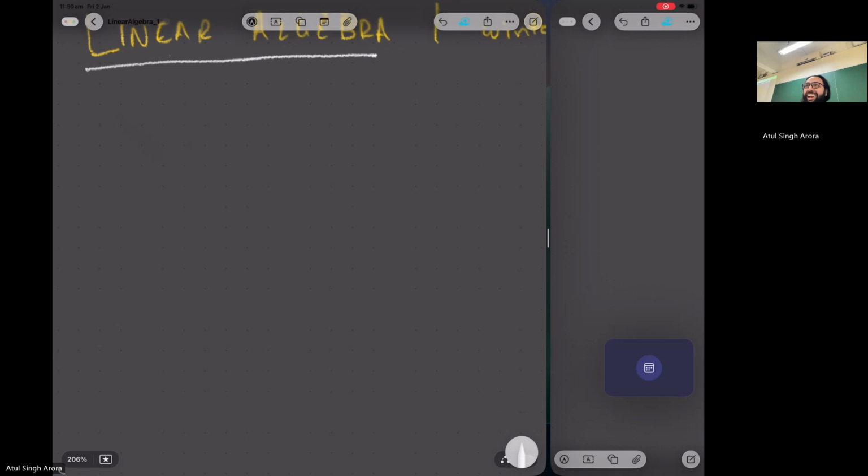Okay. So we're going to start with chapter 1 of this book by Hoffman and Kunze. I think it's Kunze, but I'll send you the spelling. It's basically called Linear Algebra, and we're going to look at the first chapter, which is linear equations.